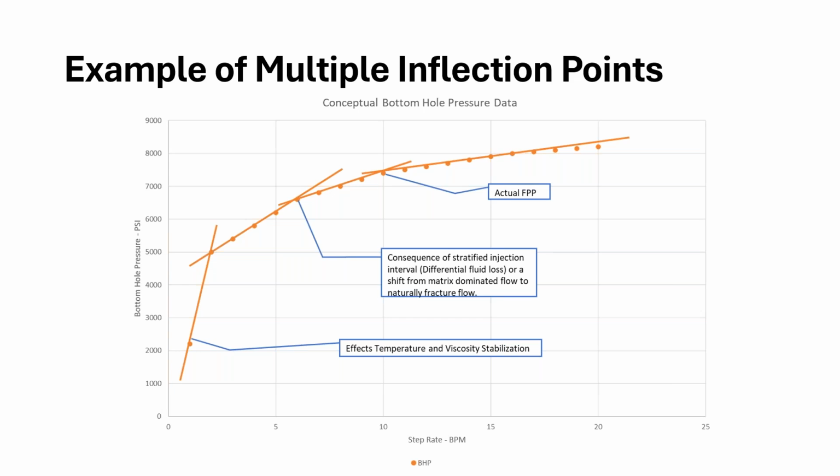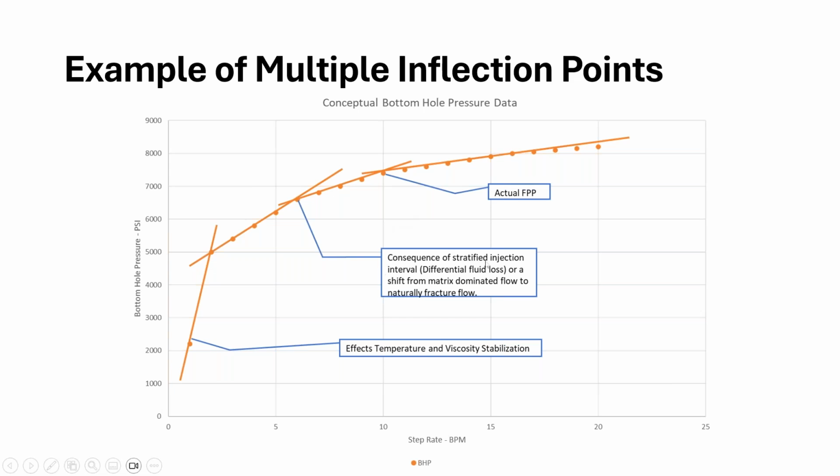Here I'll provide an example of multiple inflection points. This is conceptual data, similar to data for bottom hole pressure of a well, where you would see initially the effects of temperature, viscosity, and density stabilizing here. And then you begin a new trend where this is the change in the slopes, the consequence of a start over.